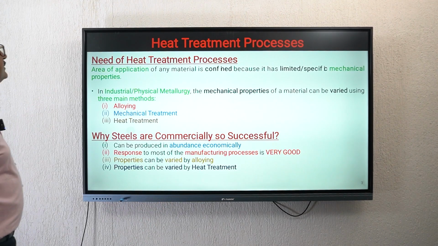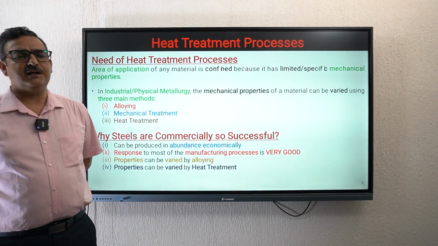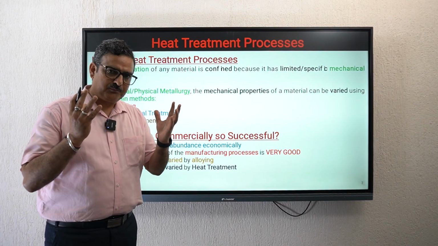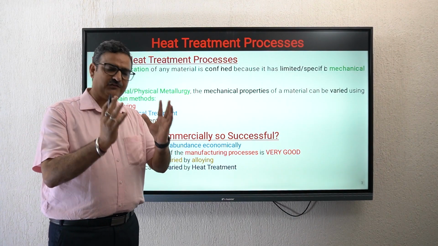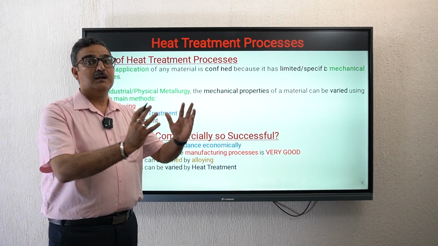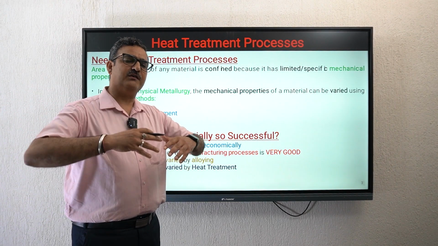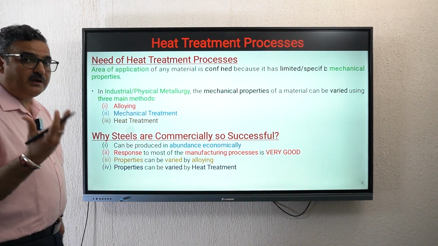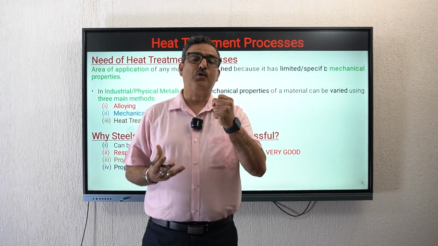So let's start. Students, just think that the area of application of any material, any metal, any alloy system, is very confined. And why is it confined? Because the mechanical properties of a material system are limited. Every material system has some specific properties, and because of those specific properties, it has some specific domain of applications. But what if you decide that I should be able to use the same material for a wide range of applications? This is exactly what we do in physical metallurgy or industrial metallurgy, that we try to have control over the mechanical properties of a material.